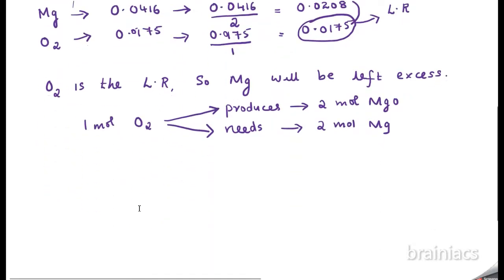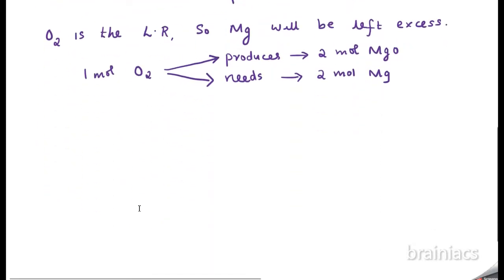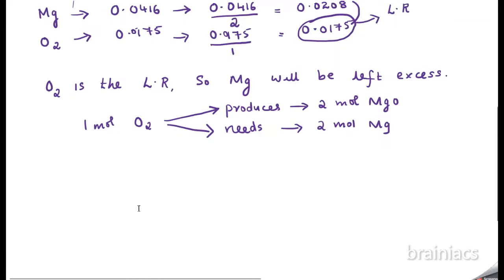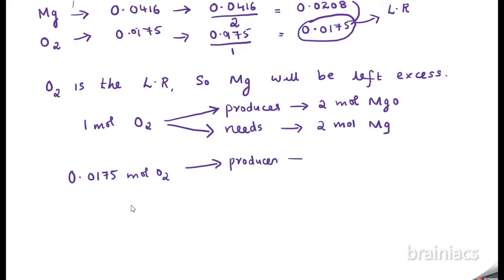Now, how many moles of oxygen do you have? You have 0.0175. Correct. So now we will speak with respect to that. So next we will write 0.0175 mole O2 produces. We will go through all the parts so that if they ask how much magnesium oxide is produced, then also you can do this.